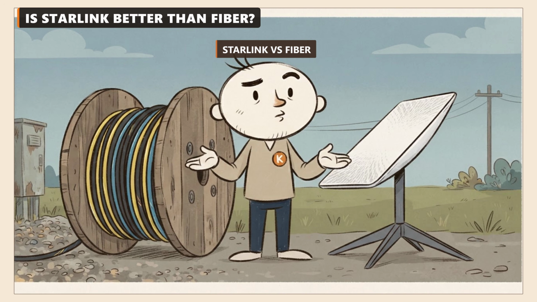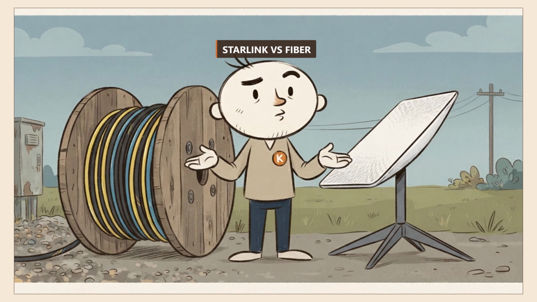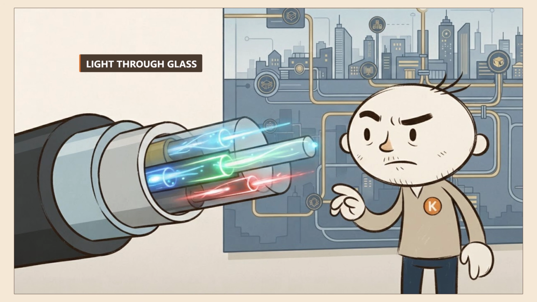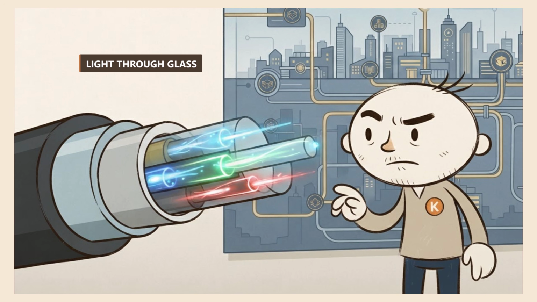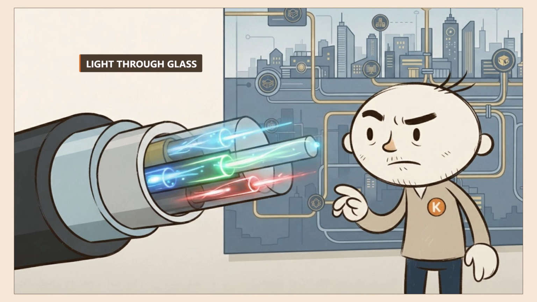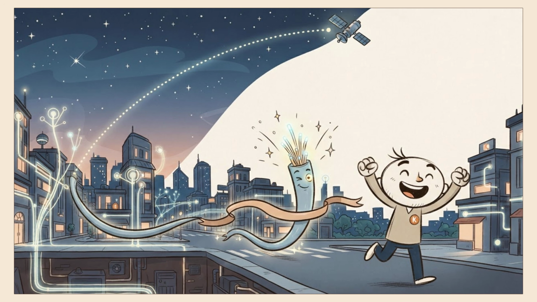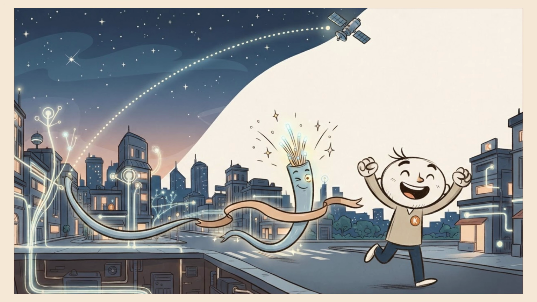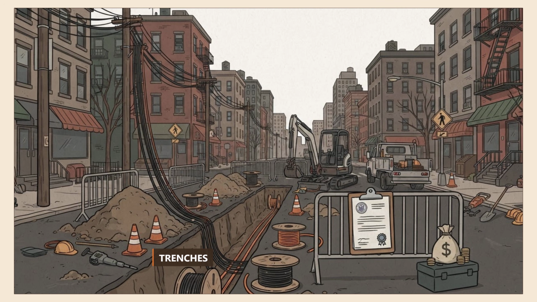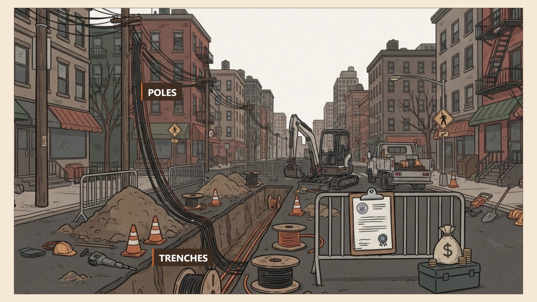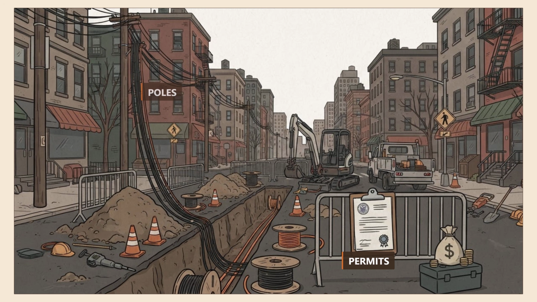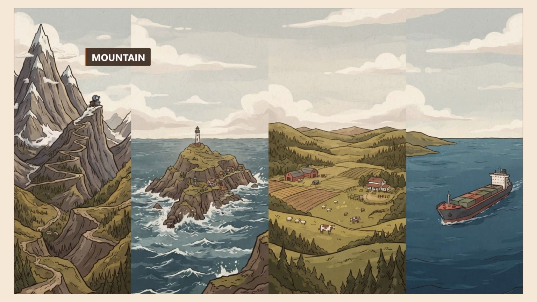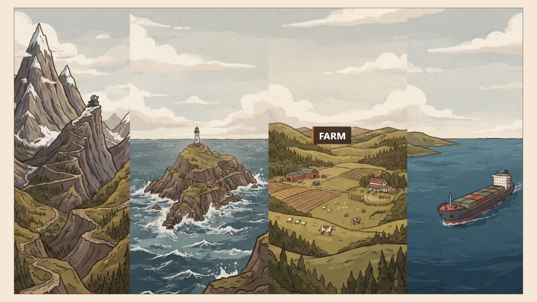Does all of this make Starlink better than fiber? No, not automatically. Fiber sends information as light through a physical cable. A good fiber connection can offer very high capacity, stable performance, and very low latency. Where reliable fiber already exists, it will often be the better connection. Space is impressive. A cable can still win, but someone must install fiber. That means trenches, poles, permits, maintenance, and money. In a city, one cable serves many customers. On a mountain, island, farm, or ship, the cost becomes harder to justify.